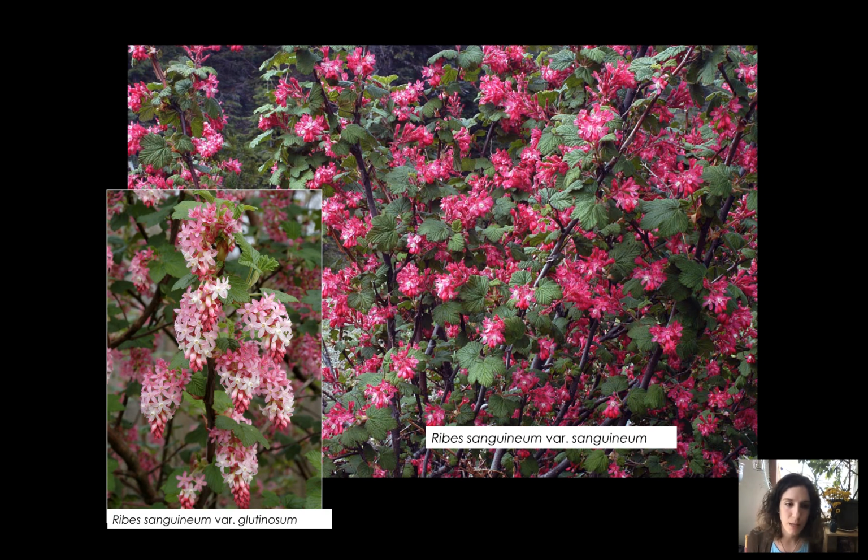This is the one that we have all over campus and the one we've dissected in class, and I think we had it on a quiz as well. I only had, you know, the genus level, Ribes. But these are both varieties of Ribes sanguineum.